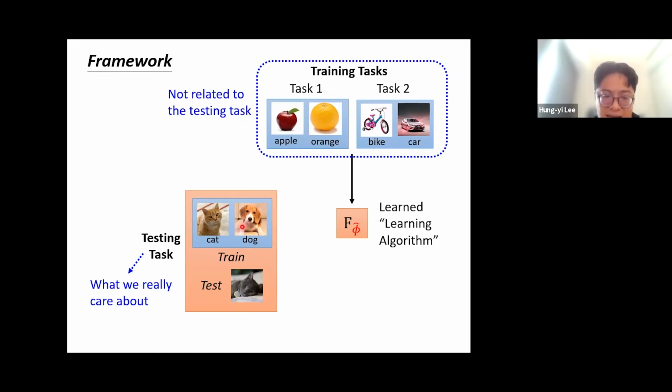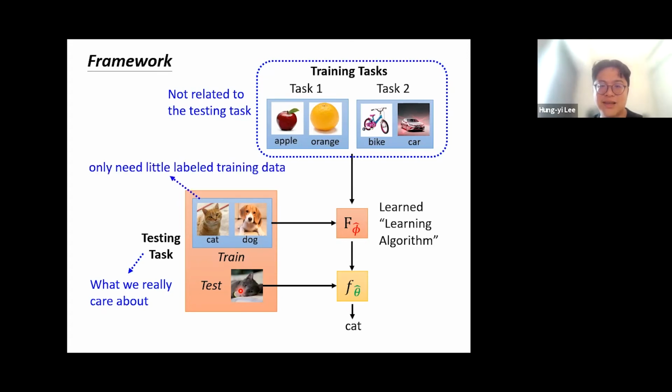Okay, so in the testing task, you have training data and testing data. You use your training data as the input of the learning algorithm F phi hat. Then this learning algorithm outputs a classifier f theta hat, and you can use f theta hat to classify the testing examples, and hopefully you can get some good results. And this is the whole framework of meta learning.